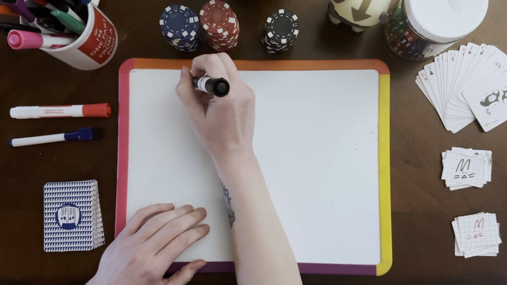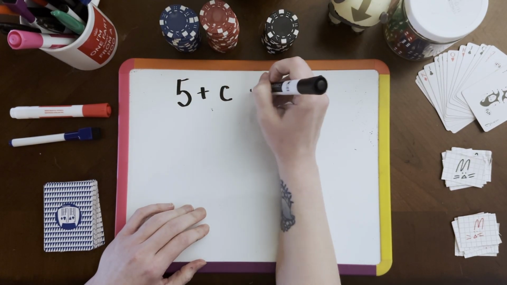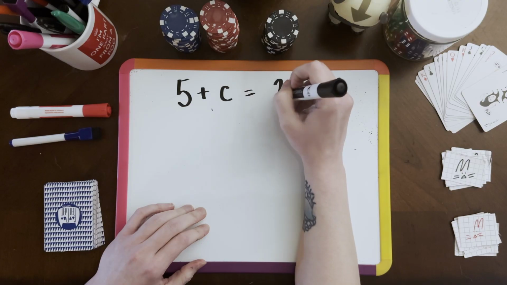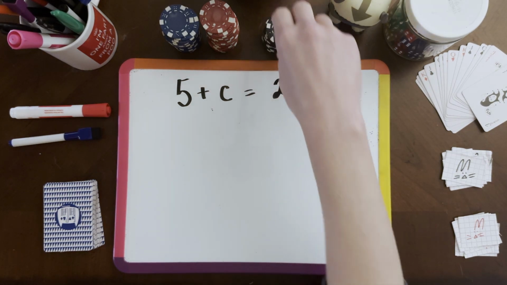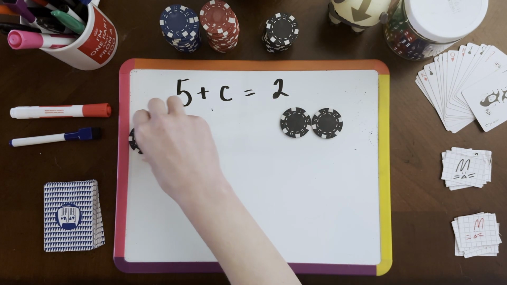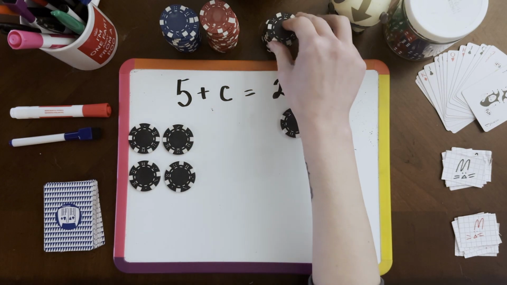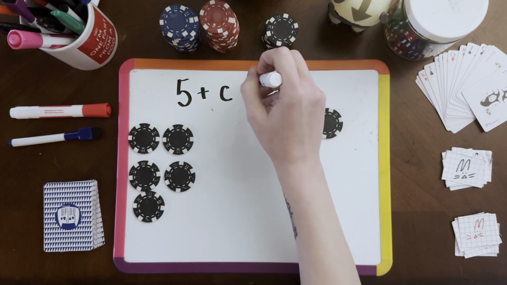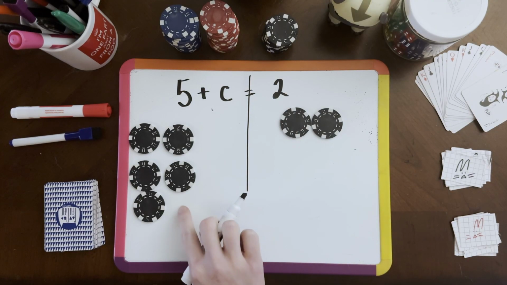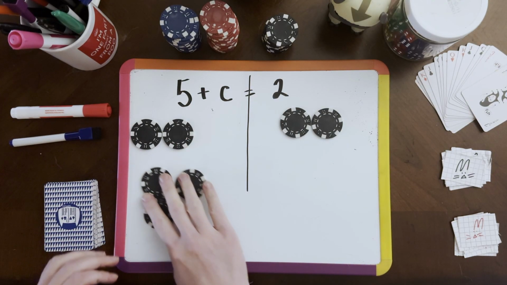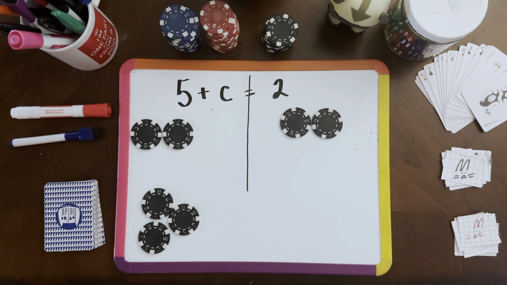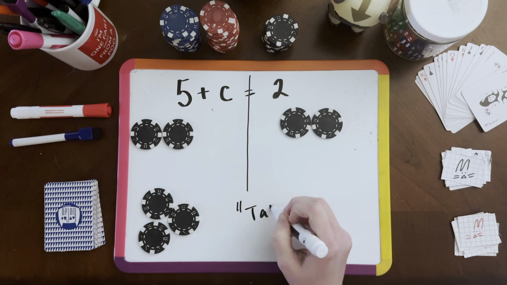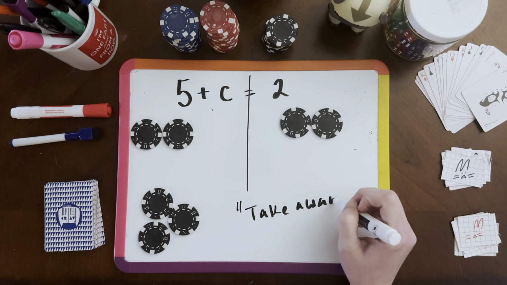Our next example looks very similar to a problem I introduced in the last lesson, where we had 5 chips on the left side of our equation and 2 on the right. And when I placed these chips to represent this equation, in order to make our left side match our right side, we would need to take 3 chips away. But we can't exactly do that in math. We have to follow some rules. Taking away doesn't quite exist.